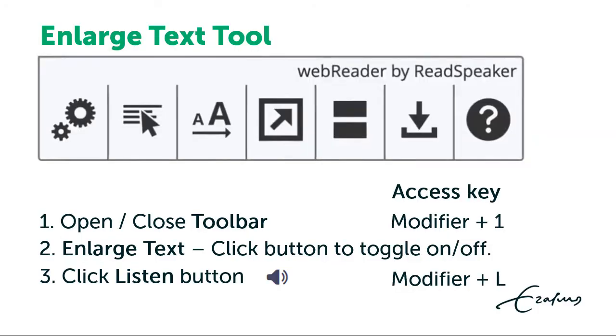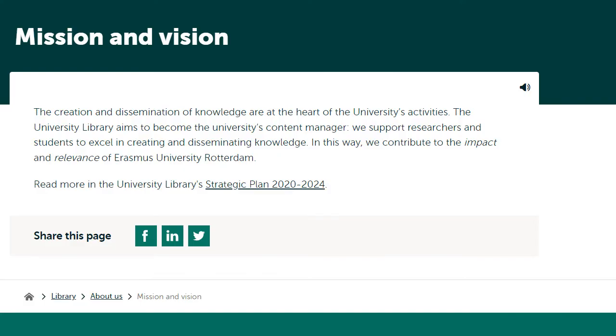Click the Enlarge Text button to toggle on. Then press Play in the player. Click Enlarge Text again to toggle off. The Enlarge Text tool improves visibility while reading the text aloud.